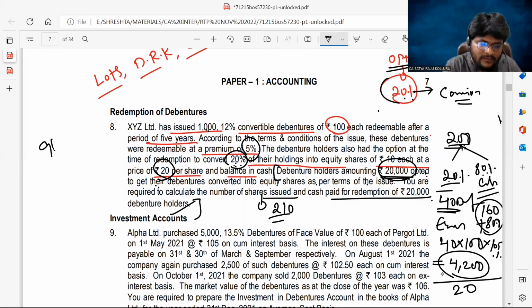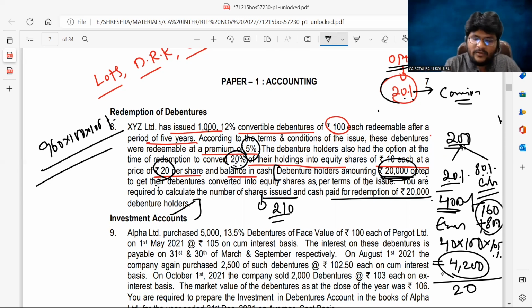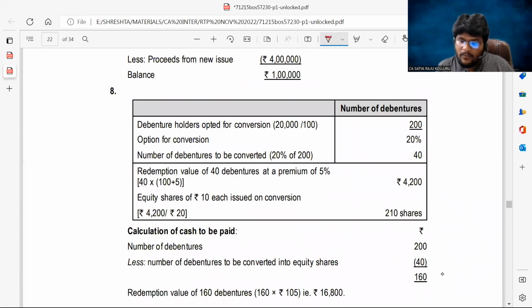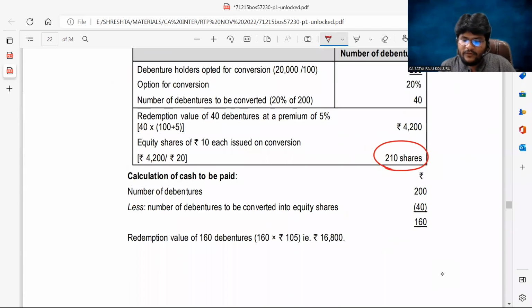That is 960 into 100 into 105%. How much amount is coming? Just put it under cash. You can cross verify the answer here, guys. So the number of debentures was 210. Calculation of cash to be paid for 160 debenture holders.